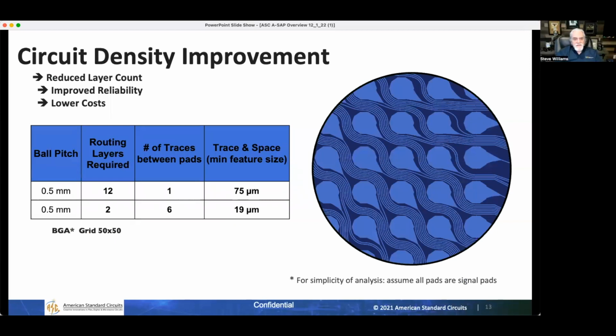So the circuit density improvement, how has this been accepted and used by the design community that are putting out new designs that people like American Standard have to build? Well, that's where things are still largely in the development stage. Okay. There's a lot of designers that are looking at it.